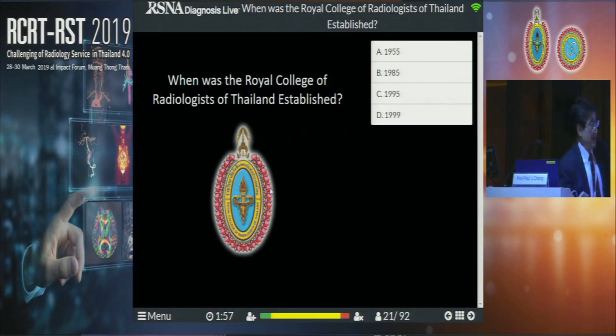As you can see, we have so far 21 respondents, and the green respondents are correct, and the red respondents are incorrect. So far, many of you don't know when your society was established, but we'll find out the answer in a bit. Now we have 100 people. That's very good. Let's wait for a couple more minutes just to get everyone to log on.